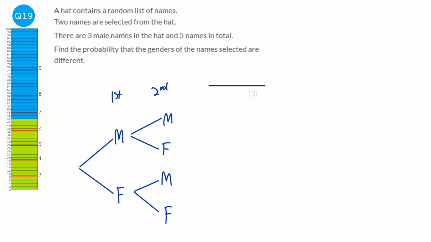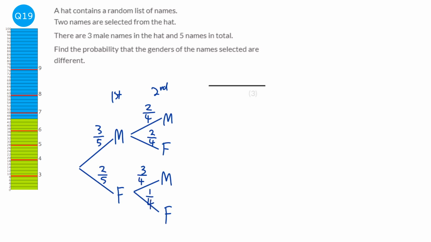And looking at the questions, there are 3 male names in the hat and 5 names in total. So the fraction for the first one will be 3 over 5. If there's 3 male names, there'll be 2 females. Now, if we've picked a male name already, there'll be 2 left and 4 left in total. If we haven't picked a female, there's still 2 females, but there's 4 left in total. If we picked a female, there'd still be 3 males and only 4 left in total, but there'd only be 1 female name left and 4 left in total.